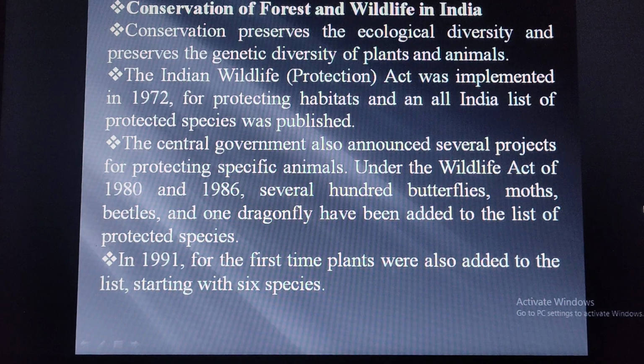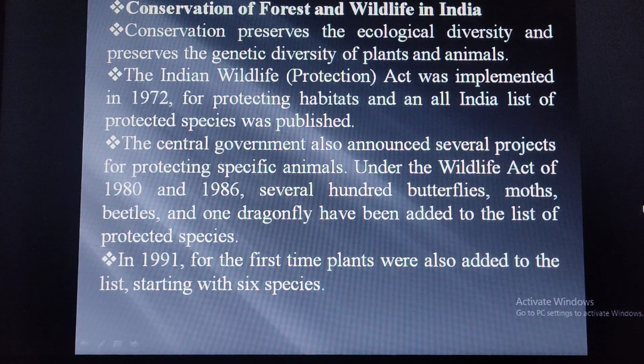So, conservation of forest and wildlife in India. As all this is happening, conserving the forest and wildlife is very important. So there are some steps that have been taken. Let us see. Conservation preserves the ecological diversity and the genetic diversity of plants and animals.